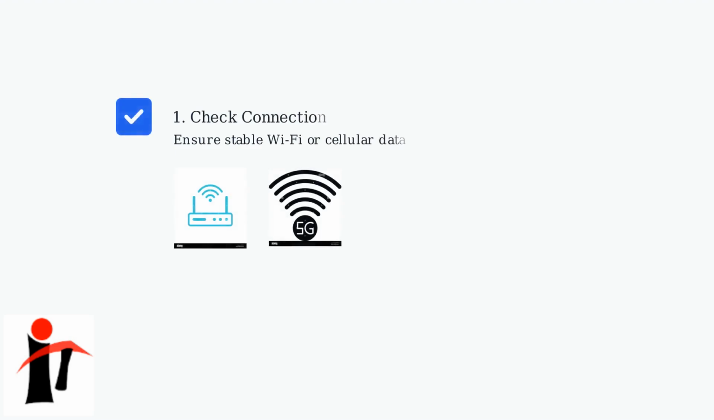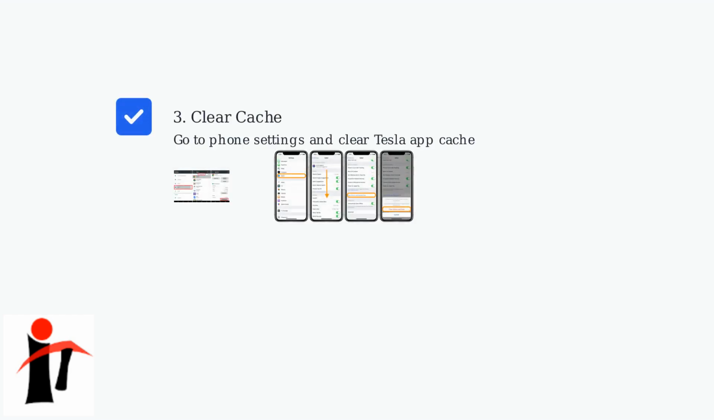First, ensure you have a stable Wi-Fi or cellular connection. Weak signals can prevent the Tesla app from syncing charging history data properly. Next, force close the Tesla app completely and then reopen it. This clears any temporary glitches and refreshes the app's connection to Tesla servers. If that doesn't work, clear the app's cache through your phone's settings. This removes stored data that might be causing sync issues and is especially helpful for older app versions.